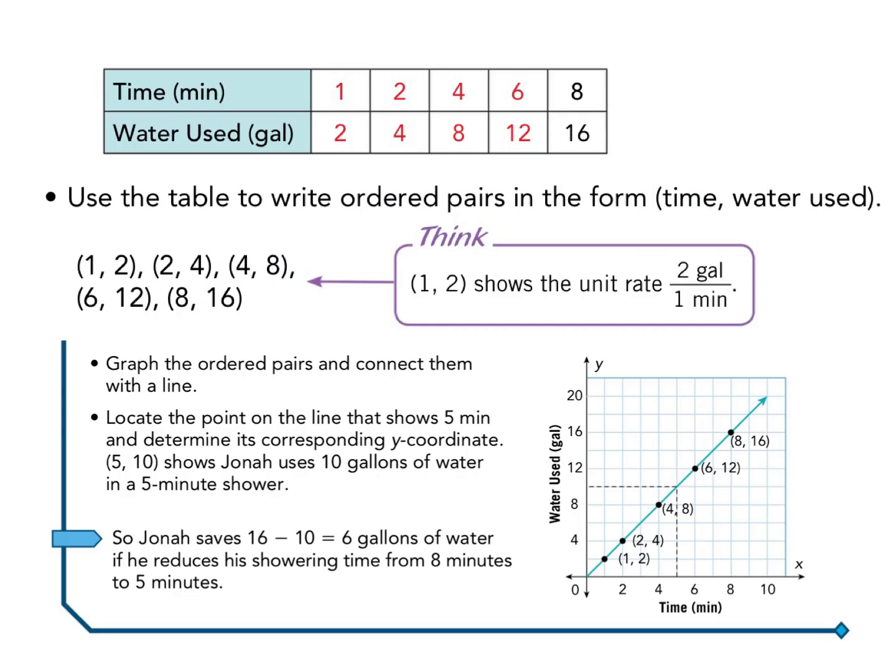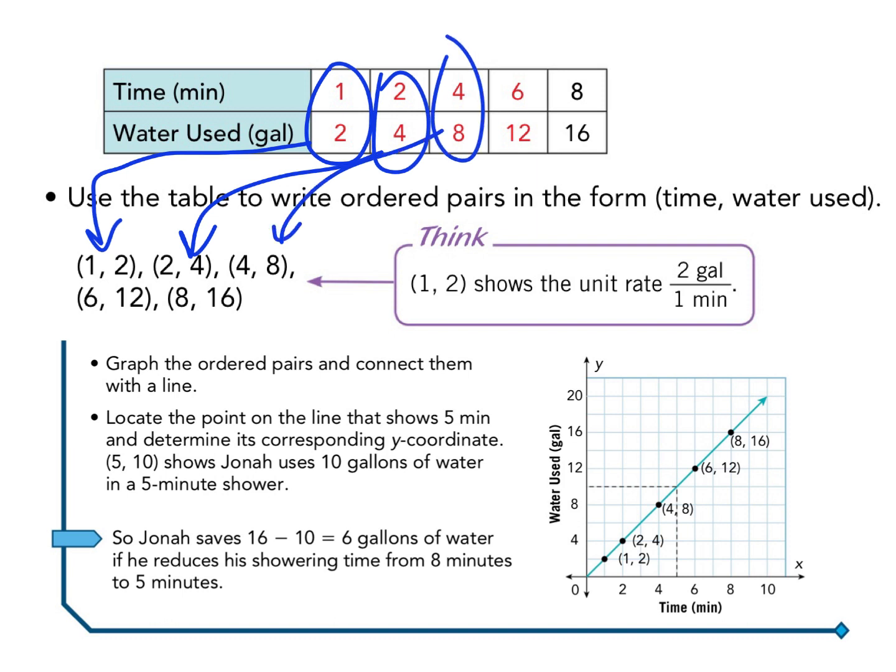So what they did is they used this table and they made ordered pairs, time, comma, water used. So we take this first part, 1 minute is 2 gallons, that becomes the point (1, 2). This becomes (2, 4), and so on. Okay. And then they graphed this. They graphed all these points. You can see here.